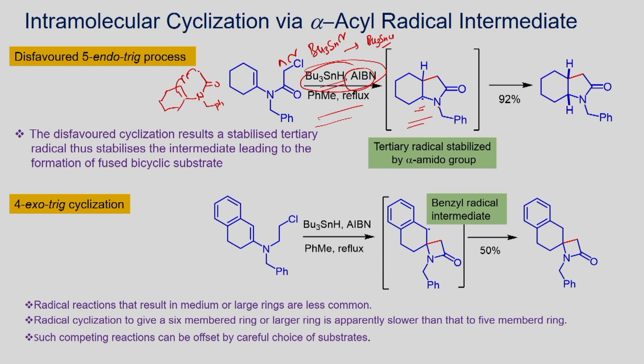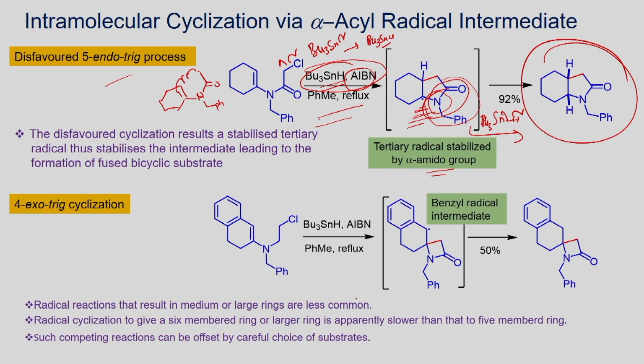This radical can be stabilized by this amide. Usually 5-exo cyclization is favored. In this case, the 5-endo process is involved. This is the radical because it can be stabilized by this amide group. Once we form this tertiary radical, it can react with tributyl tin hydride, and you can get this bicyclic lactam as the product.